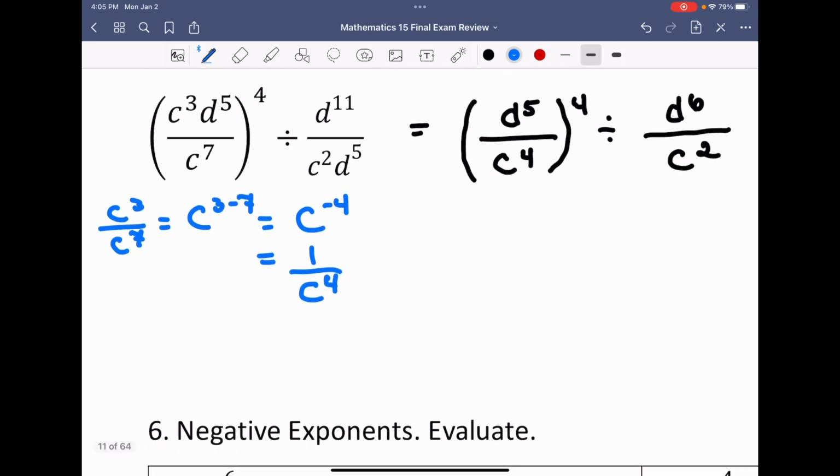And similarly, if I have D11 over D5, what am I doing? This is D to the 11 minus 5, which becomes D6. So the 6 should go in the numerator.